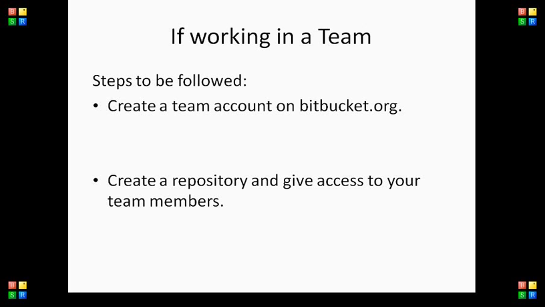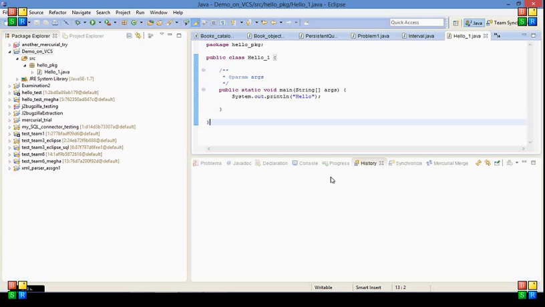If you are working in a team, then you have the following steps which you need to follow. The first is to create a team account on bitbucket.org and then create a repository and give access to your team members. If you are an individual, you just need to create a simple Java project.